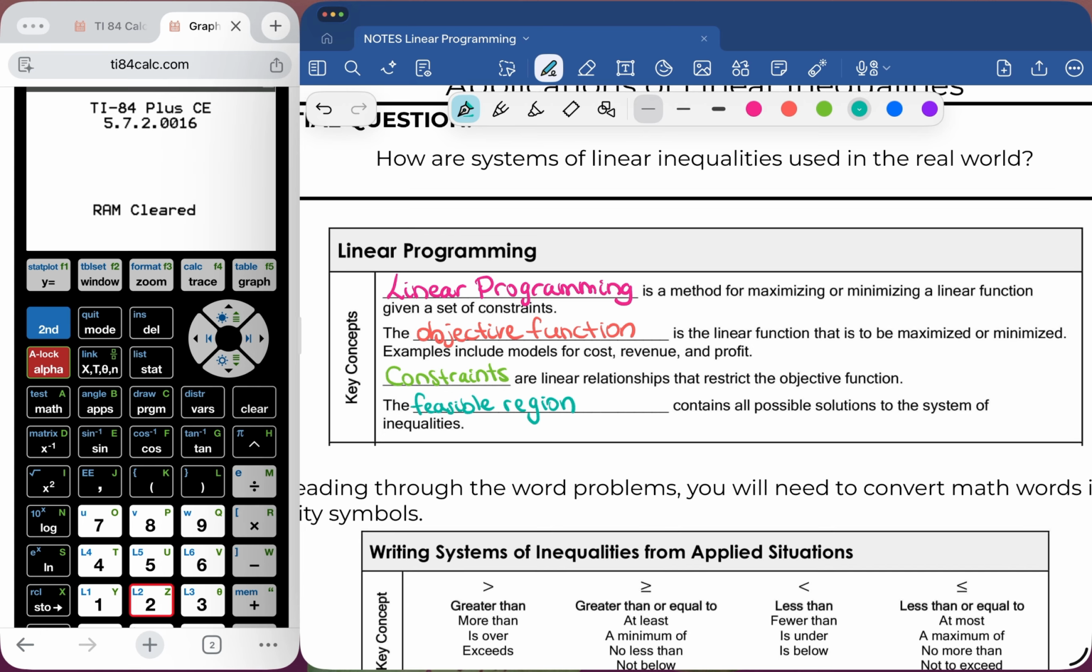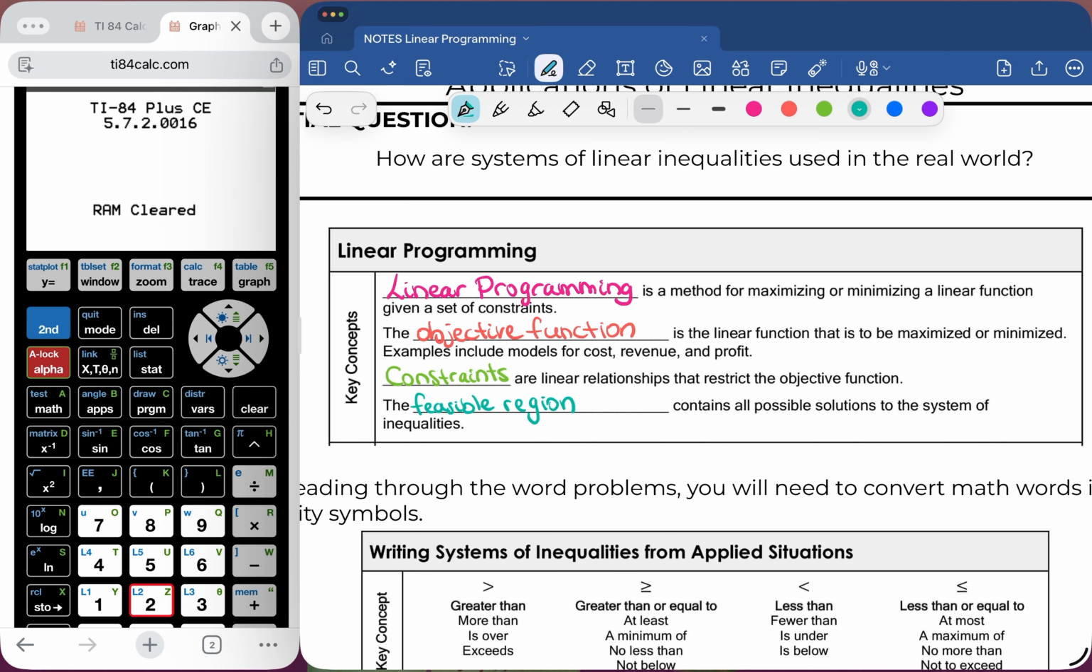The first one is, what is linear programming? Linear programming is a method for maximizing or minimizing a linear function depending on certain constraints. You're going to see something called the objective function, and that is a linear function that you're going to write, which can be used to either maximize or minimize certain things. We're going to be talking about real world with money, so things about cost, revenue, and profit. We're going to be focusing on profit and cost today.